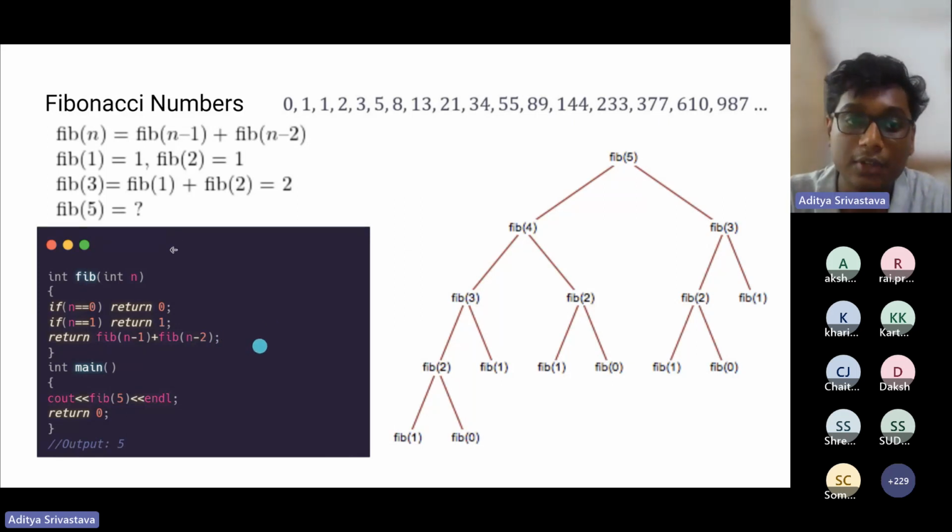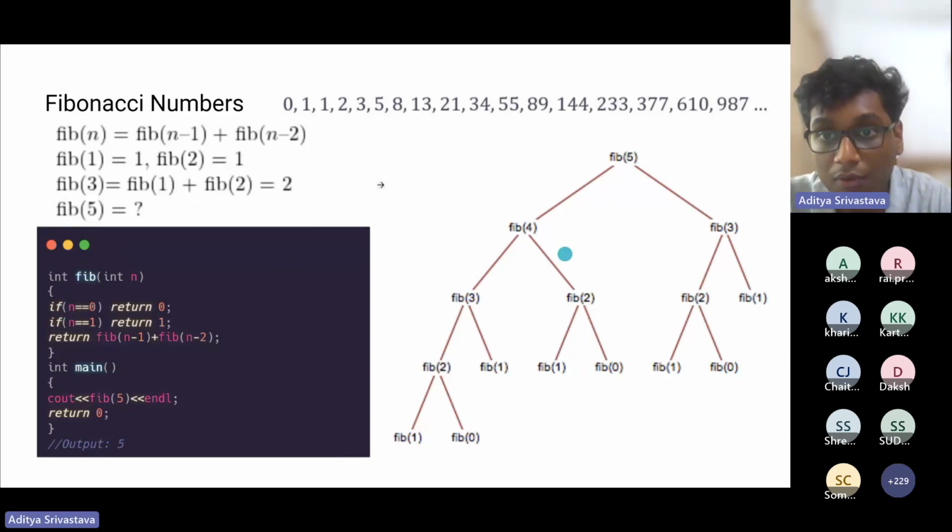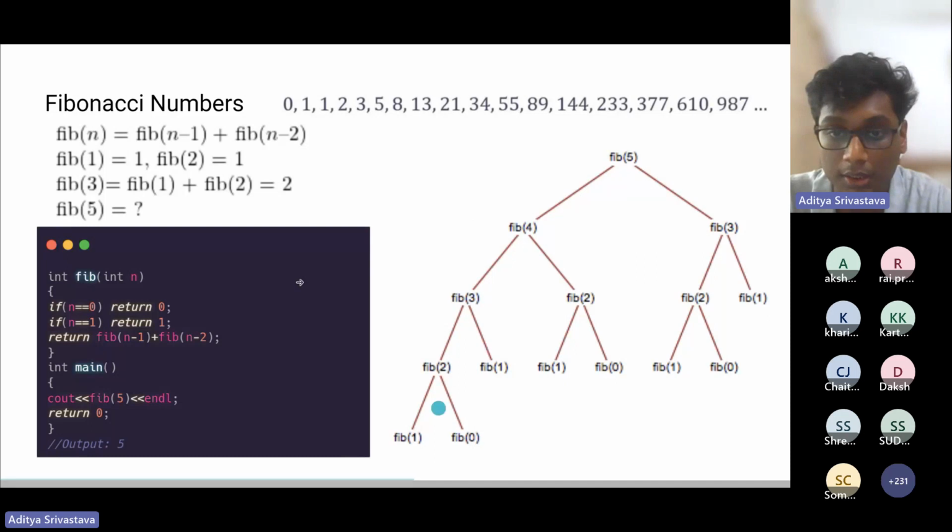So let's see what's happening here. If we're going to find fib of 5, since 5 is not 0 or 1, what this fib function will return is fib of 4 plus fib of 3. Okay, now fib of 4, what will fib of 4 return? Fib of 3 plus fib of 2. What is fib of 3? It will return fib of 2 plus fib of 1. Similarly, fib of 3 will return fib of 2 plus fib of 1. Fib of 2 will return fib of 1 plus fib of 0.